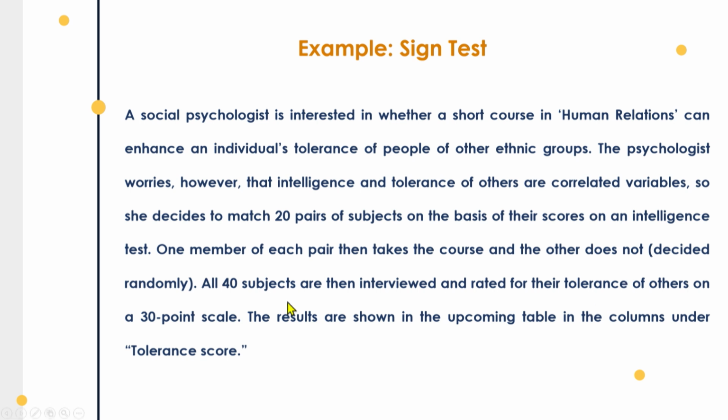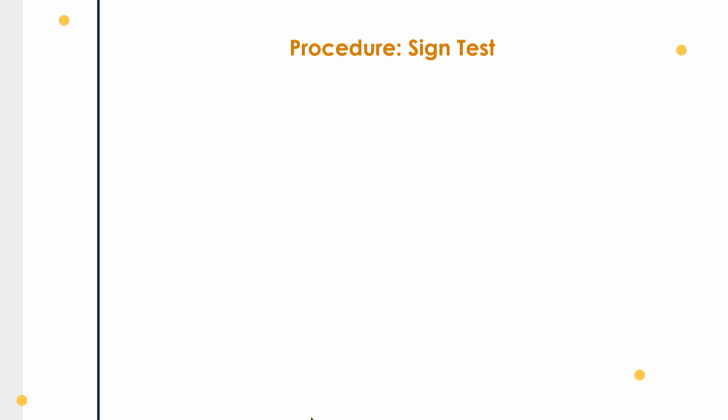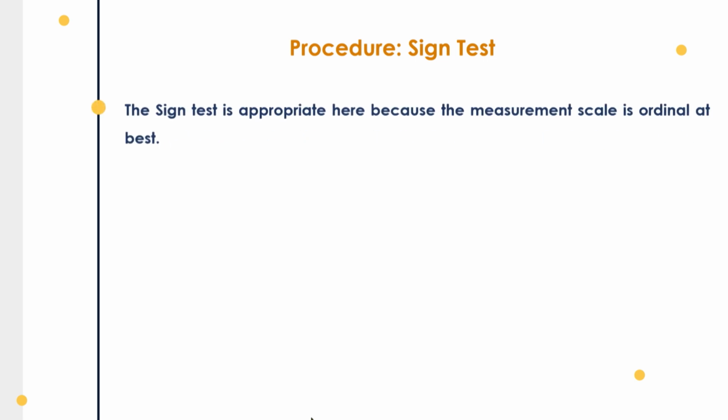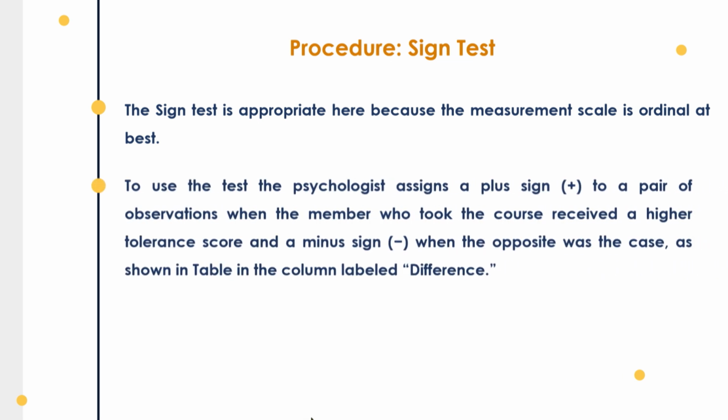So, in total all 40 subjects are then interviewed and rated for their tolerance of others on a 30 point scale, which is already decided. The results are shown in the upcoming table as the tolerance score. The sign test is appropriate here because the measurement scale is ordinal at best. To use the test, the psychologist assigns a plus sign to a pair of observations when the member who took the course received the higher tolerance score, and a minus when the opposite was the case, as shown in the table labeled as the difference.